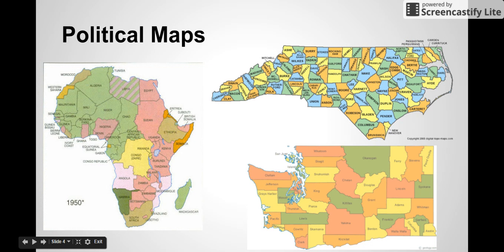Political maps are different. They're not as concerned about what an area looks like physically, but they're looking at how political boundaries have been set. That could be things like countries, states, counties, cities.